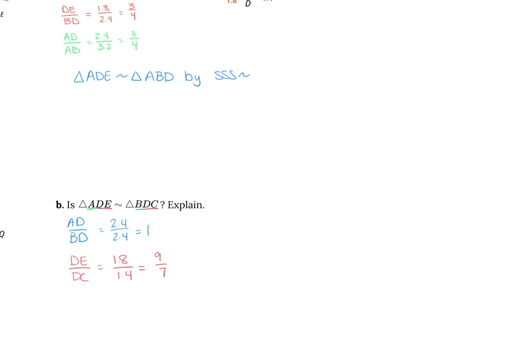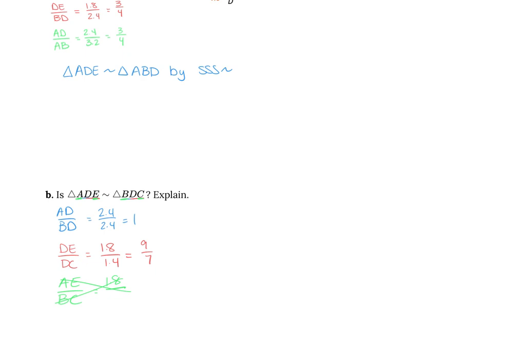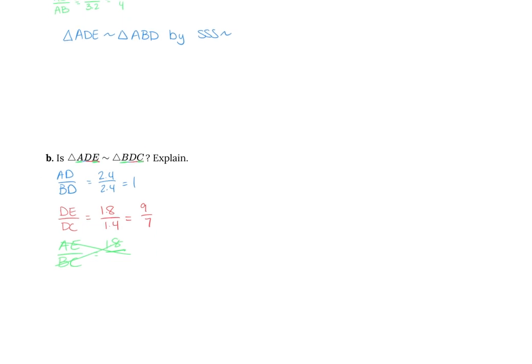So our third side would be A and E with BC. Okay, so side AE is 1.8. BC, oh, well, they didn't even give it to me, so I can't do that. Never mind. Okay, so we cannot prove that those triangles are similar, because AD over BD does not equal DE over DC.